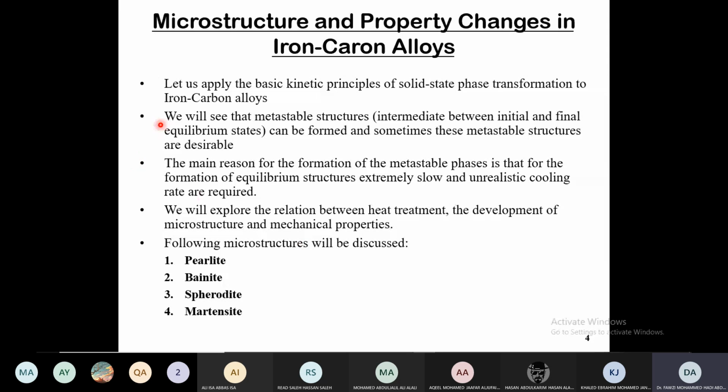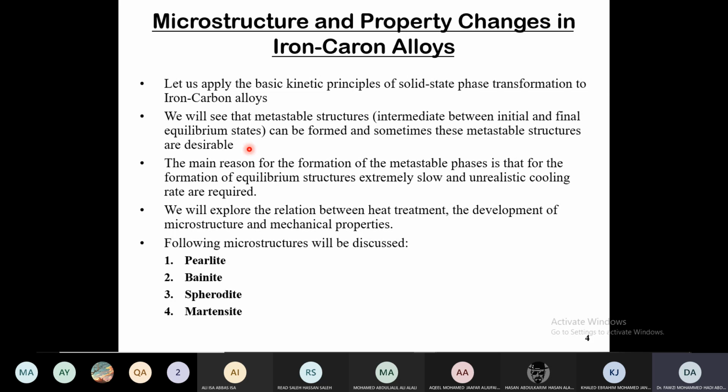Next, we want to look at the microstructure and property change in the iron-carbon alloys. Let us apply the basic kinetic principles, which we have talked about, to the solid-state transformation of iron-carbon alloys. We will see that metastable structures intermediate between initial and final equilibrium states can be formed, and sometimes these metastable structures are desirable. Not only desirable, but actually more attractive than the stable configurations, the equilibrium phases.